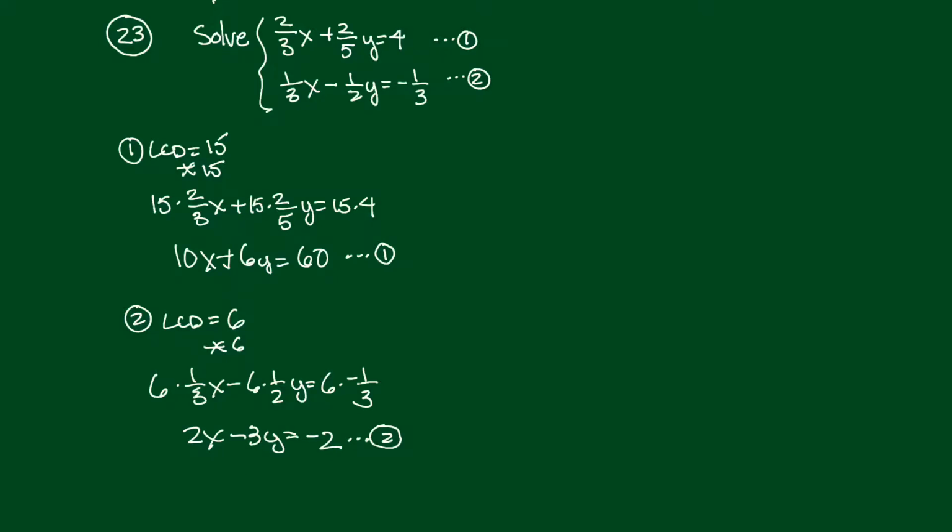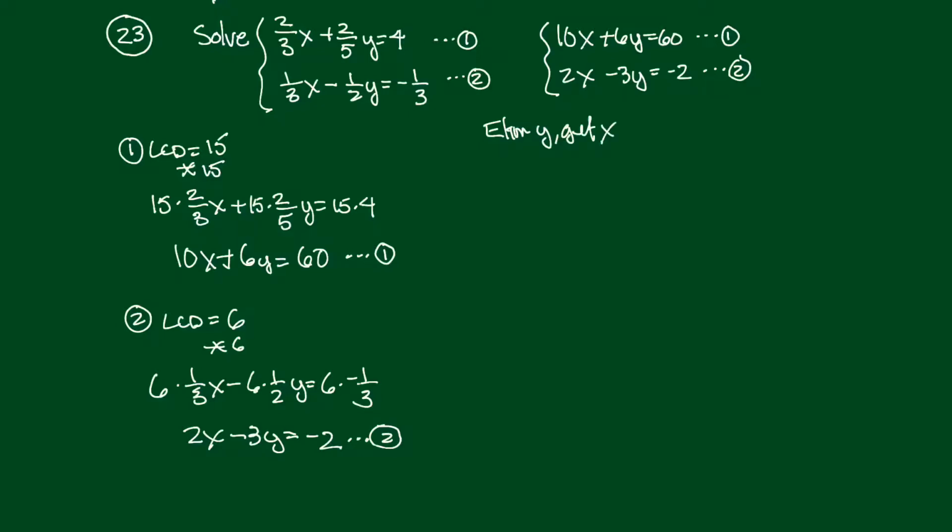So now we've converted the original system to this new system, that is 10x plus 6y equals 60, right? That'll be our equation 1. And then our equation 2 is 2x minus 3y equals negative 2. That'll be our new version of equation 2. All right, so let's do this. Let's eliminate y and get x.